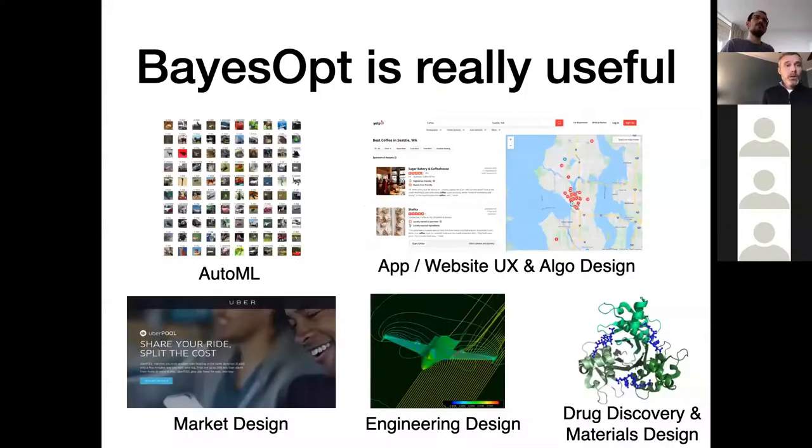So this set of methods is really, really useful, right? I'm sure that folks here are quite familiar with a number of these applications. Probably most widely used in machine learning for neural architecture design, and more generally AutoML feature design.